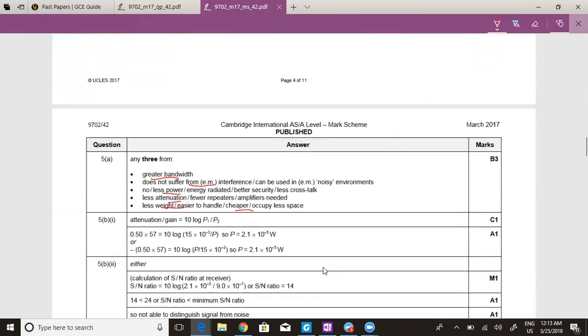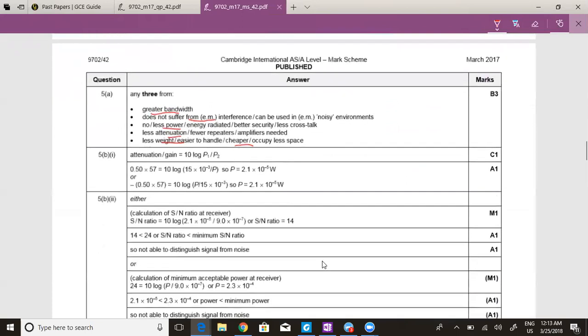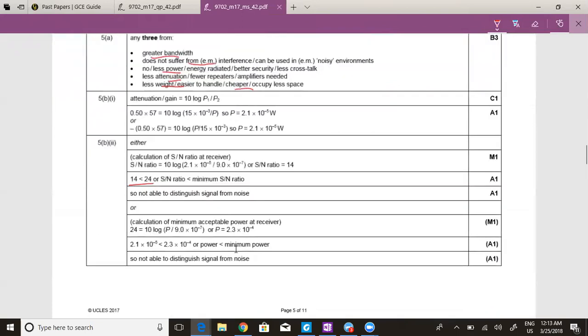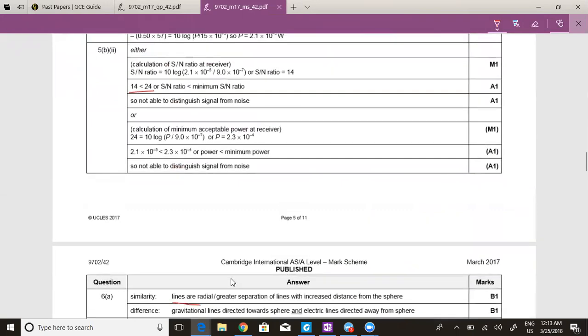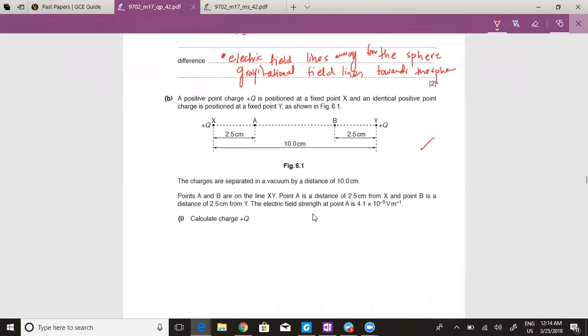So 14 is less than 24. The lines are radial, as we said, and there's a greater separation between the lines, just because the gravitational field lines are much weaker than the electric field lines. The difference is that gravitational field lines are towards the sphere and electric field lines are directed away. So we'll be right there.